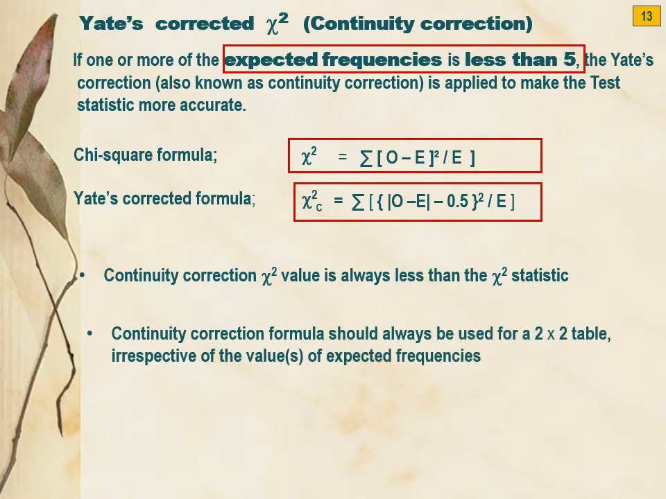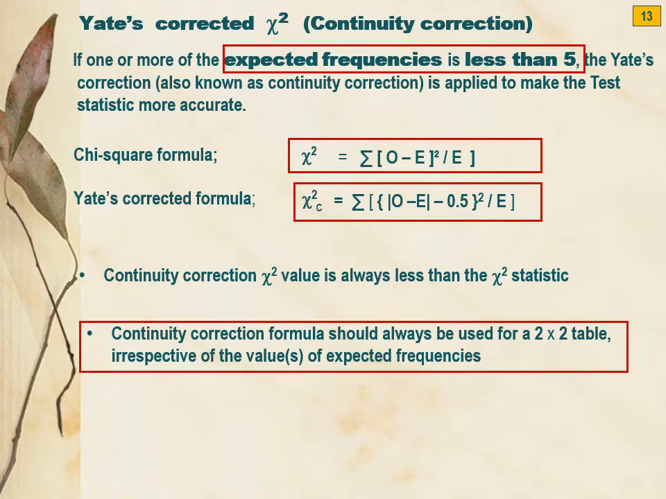Now, for a 2 by 2 table, that is, if you have two categories for both the variables, it is advisable to always use the Yates corrected formula. If you are given a 2 by 2 table, you use the Yates corrected formula. And if it is a bigger table, 3 by 2, 4 by 4, like this, then if any expected frequency is less than 5, you use the Yates corrected formula. Formulas are given to you in the examination. The chi-square formula and chi-square corrected will also be given to you.